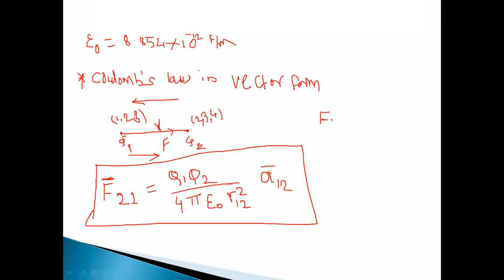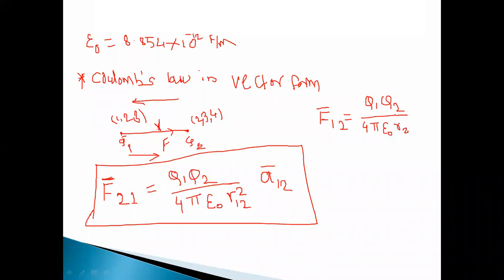F bar 1 2. Correct. It is F bar 1 2, because now the force is acting on charge Q1 due to charge Q2, right? Therefore, that force is F bar 1 2, which is equal to the product of Q1 and Q2 divided by 4 pi epsilon 0 r21 square into a bar 2 1.